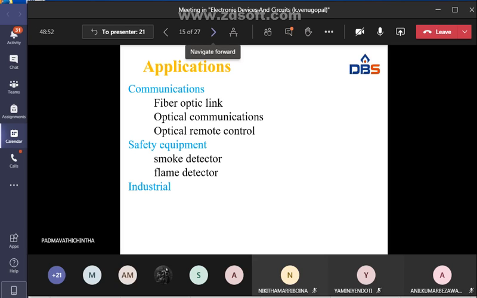When it comes to applications, photodiodes are used in optical communications, in safety equipment such as smoke detectors and flame detectors, and for industrial purposes such as barcode scanners. So this is about the photodiode and UJT, Uni-Junction Transistors.